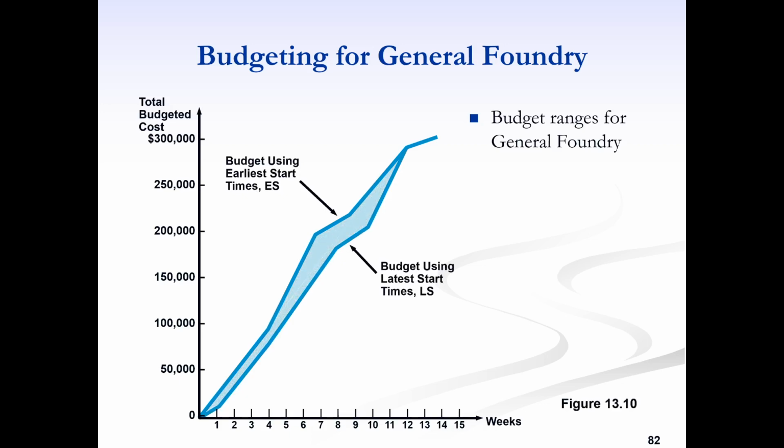All right, this is just showing it in a graphic way, if we plot it. The x-axis is weeks, and the y-axis is the budget, total budgeted cost. The line over here is according to the earliest start times, and this is according to the latest start times. Again, look at week 6 here. This was I think 130,000 here, and this is about 162,000 here. So this means that within this range we should have spent the money.